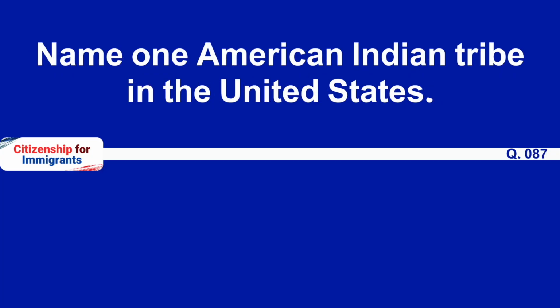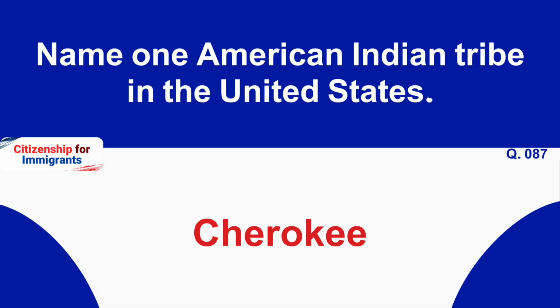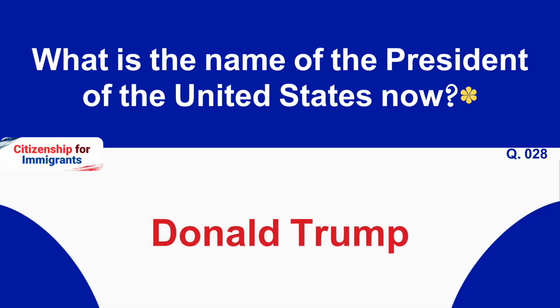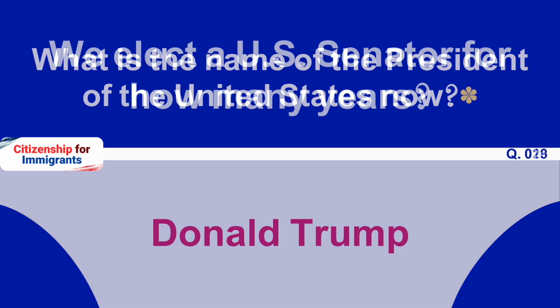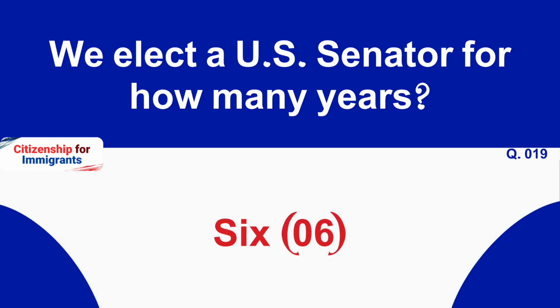Name one American Indian tribe in the United States. Cherokee. What is the name of the President of the United States now? Donald Trump. We elect a U.S. Senator for how many years? 6.